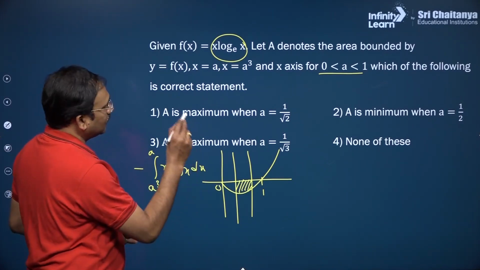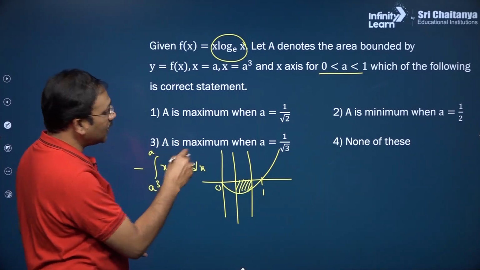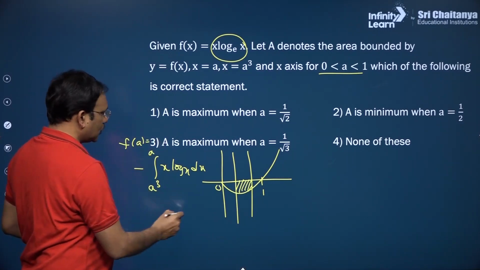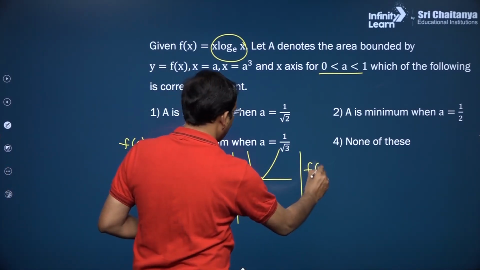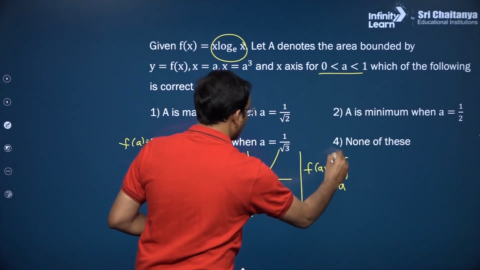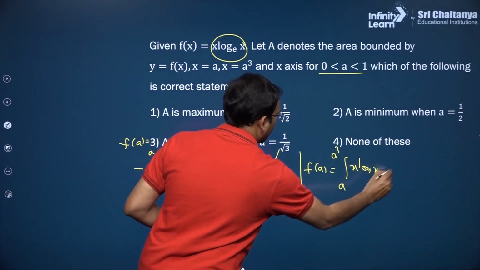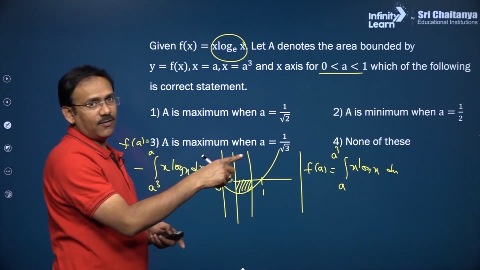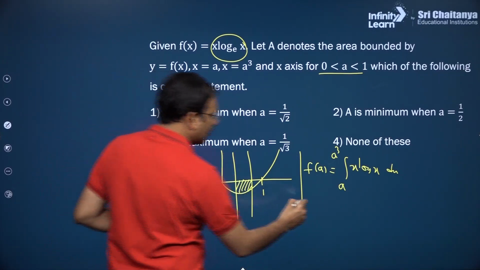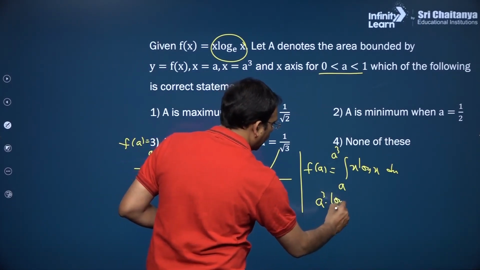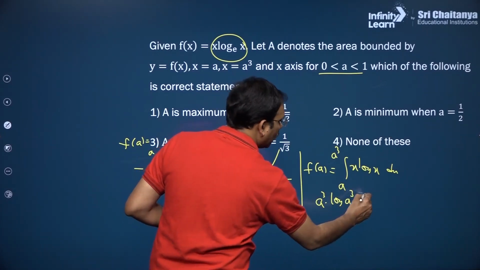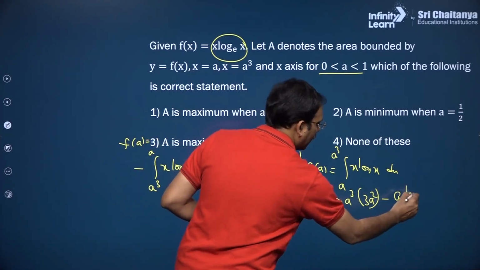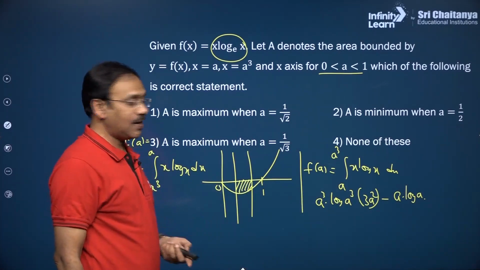He is asking, a is minimum when what value of a? You treat this function like f of a, my dear friends. So, I can write here f of a is equal to integral a to a cube x log x dx. I want to minimize or maximize this function, take derivative. So, that means Leibniz formula, a cube into log of a cube into a cube derivative is 3a square, minus a into log a into a derivative is 1, because I am treating a as a variable.